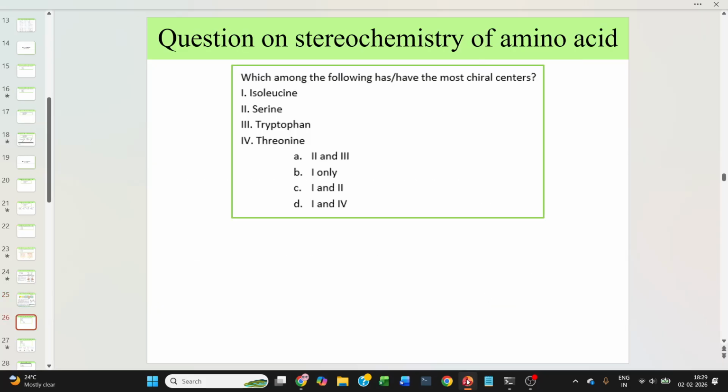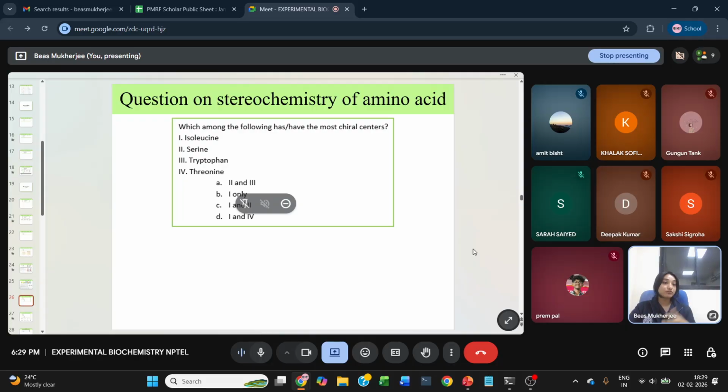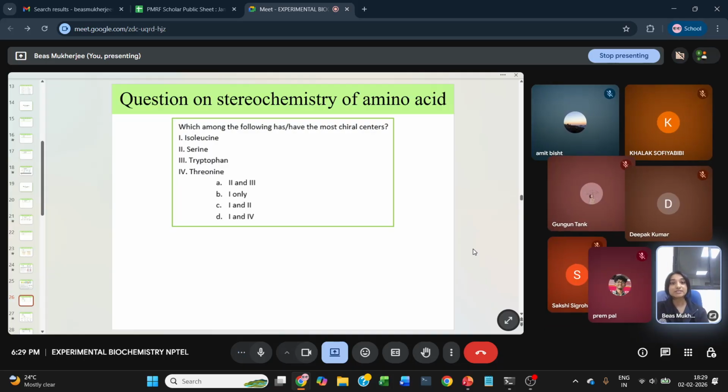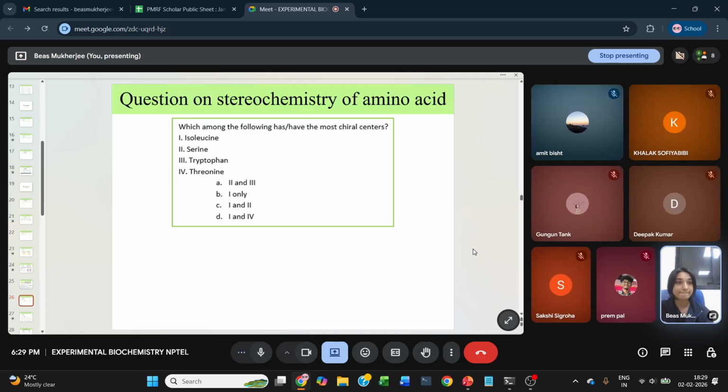Right. So now if I told you to remember the structures of the amino acids, because you will get questions like these. They are asking which of these amino acids has the most number of chiral centers: isoleucine, serine, tryptophan and threonine. You can try to answer in the chat box. Try to recall the structures of these amino acids and which one has the most number of chiral centers.